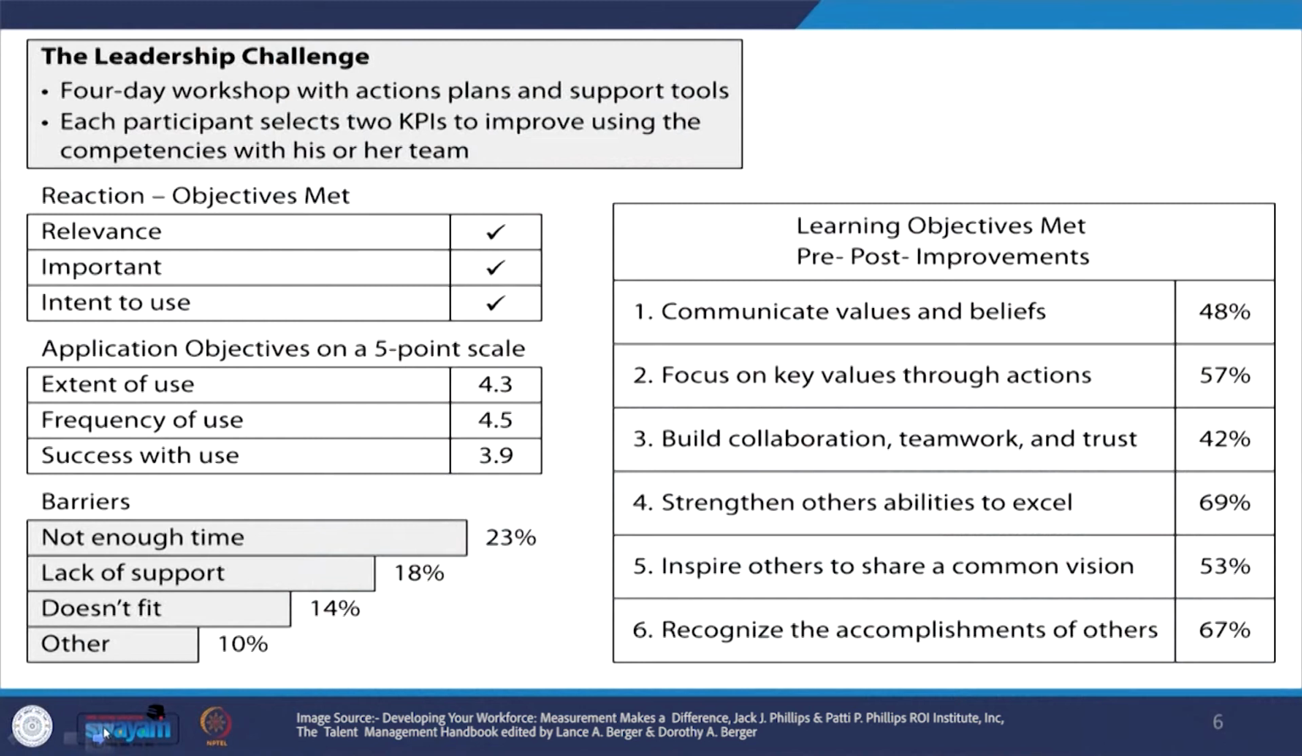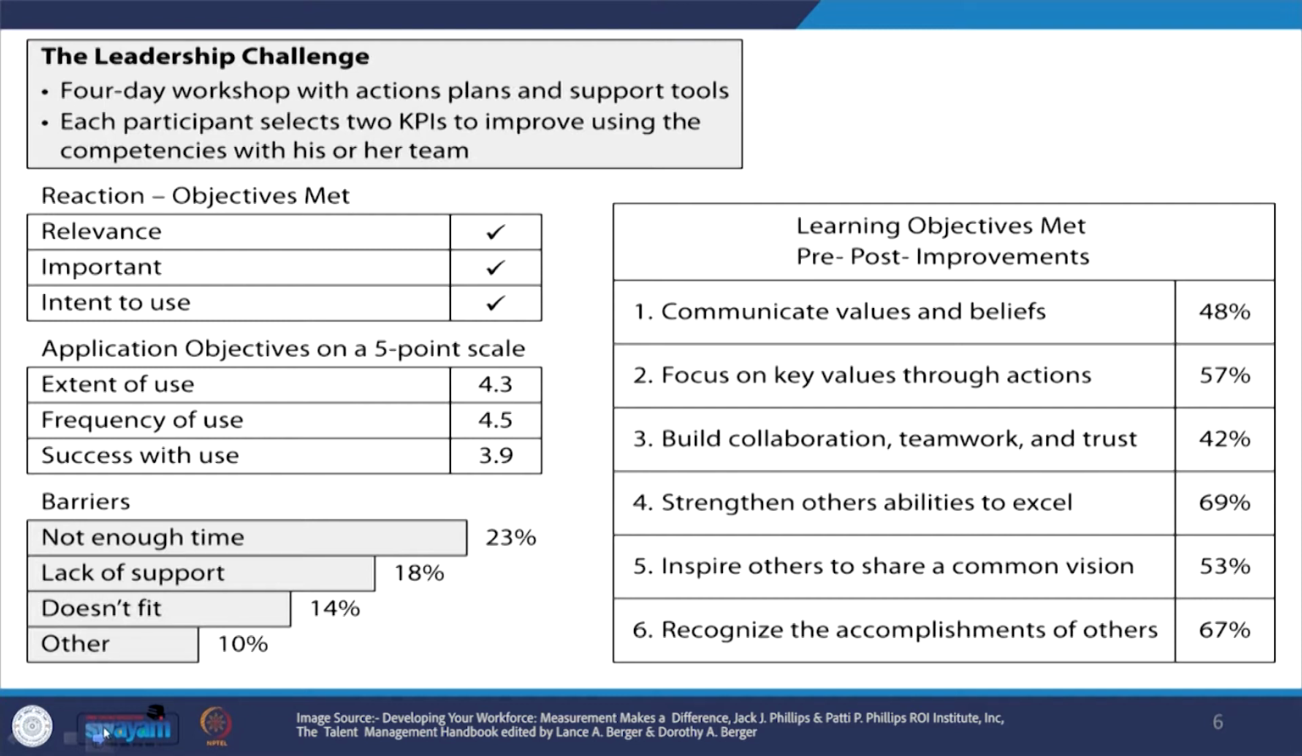So this articulation of the story is a desire from the conceptualization, designing, the dreams coming into reality. That is how the dreams have come into reality, right? And that is becoming intelligent development, very, very important. So what are the challenges for the leadership? The leadership challenge is that there is a 4-day workshop with action plans and support tools.